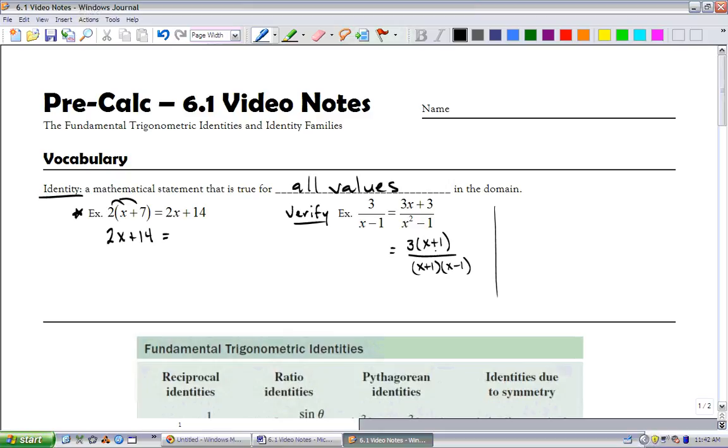So what I did was I factored a 3 out of the top and I factored the bottom. And when you do that, notice the x plus 1s would cancel out. And those would leave me with 3 over x minus 1, which notice is the same as the other side, and would verify that this equation is an identity. Anything I were to put in for x would make it true.